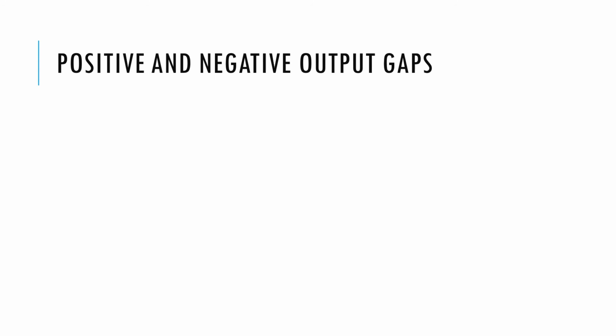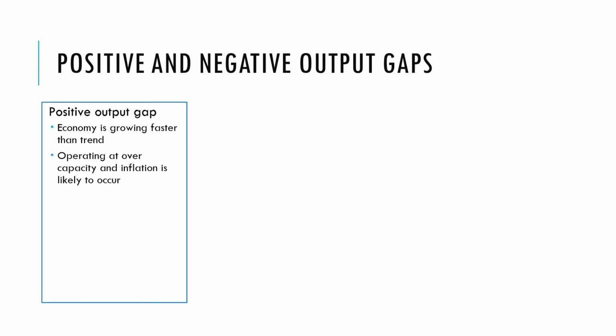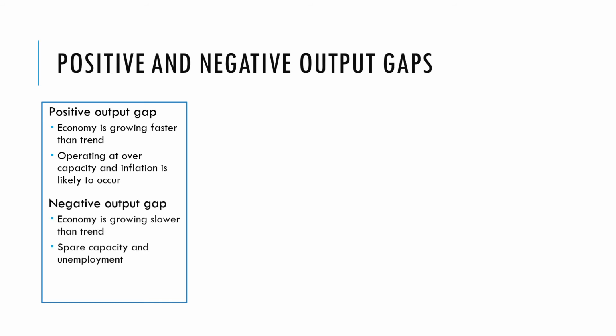Now, output gaps can come as either positive gaps or negative gaps. A positive output gap indicates that the economy is growing faster than trend. So it's operating at overcapacity, and it's likely that prices will go up as a result and inflation is likely to occur. Whereas a negative output gap indicates that the economy is growing slower than trend. This indicates to us there is spare capacity in the economy and perhaps unemployment might result.